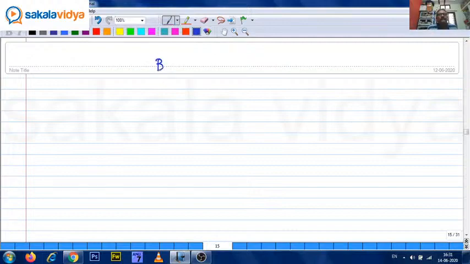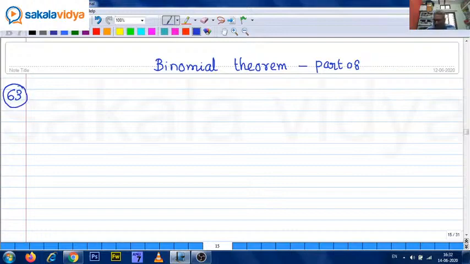Binomial theorem, Part 8. This is the 63rd problem.